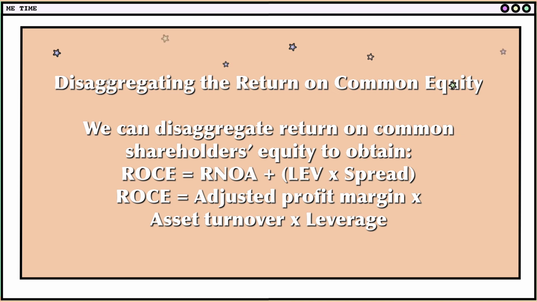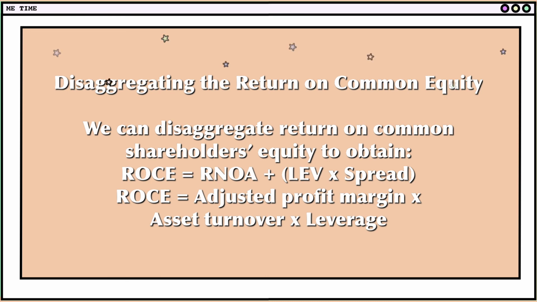And next, disaggregating the return on common equity. We can disaggregate return on common shareholders' equity to obtain ROCE equal to RNOA plus LEV multiplied by spread, or ROCE equal to adjusted profit margin multiplied by asset turnover multiplied by leverage, where the second term, or LEV multiplied by spread, is the effect of financial leverage.